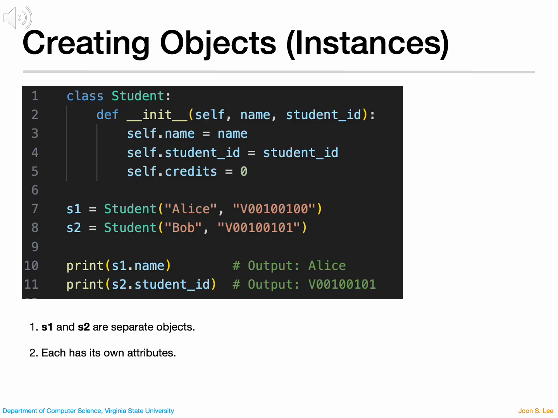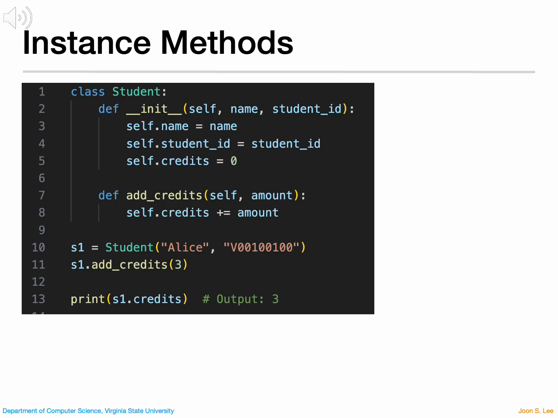A class defines the structure, but each object stores its own data. You can think of the class as a form, and each object as a filled-out copy of that form. We're still using the same Student class, but this time we added one more method, add_credits. Notice that, like the constructor, add_credits has self as its first parameter. This tells Python that the method belongs to an object and that it can access and modify that object's data.